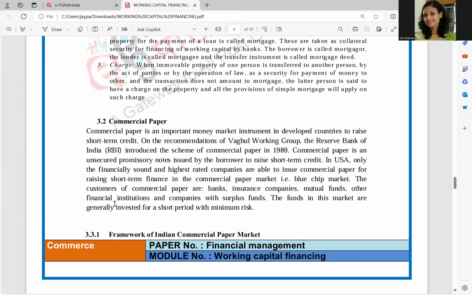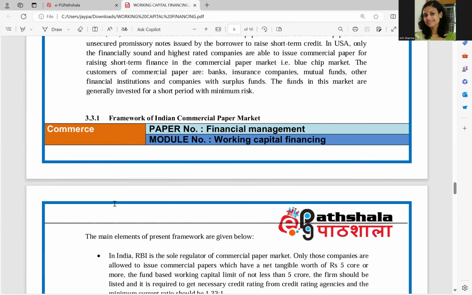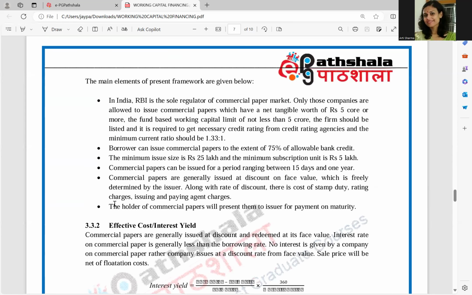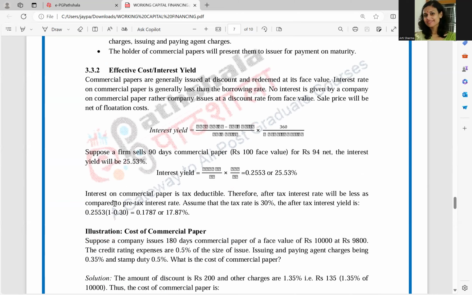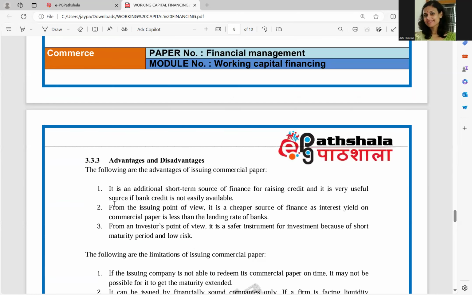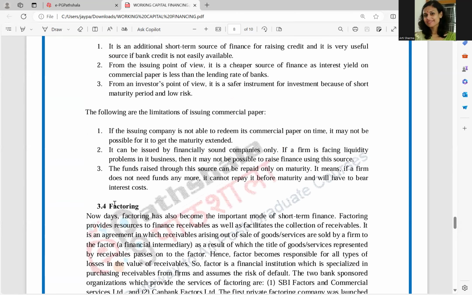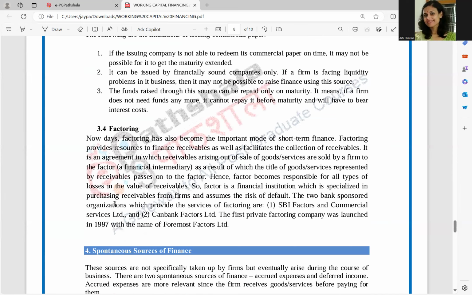जैसे कि हम अभी कैश मैनेजमेंट में देख रहे थे, जो सरप्लस कैश होता है उसको कंपनीज इन्वेस्ट कर देती है मार्केटेबल सिक्योरिटीज में, लाइक कमर्शियल पेपर्स में भी इन्वेस्ट करती है. The funds in the market are generally invested for a shorter period with minimum risk. Now, these are some advantages and disadvantages of commercial papers.